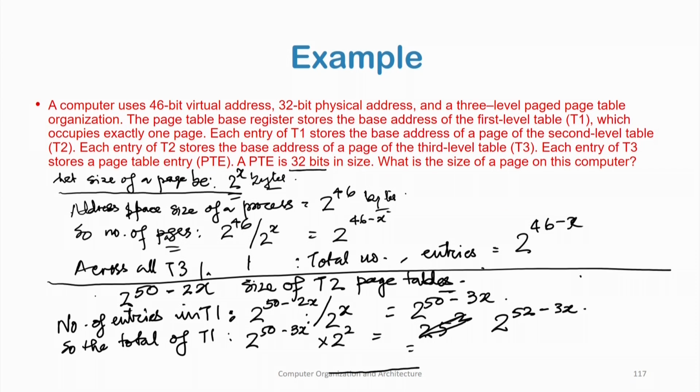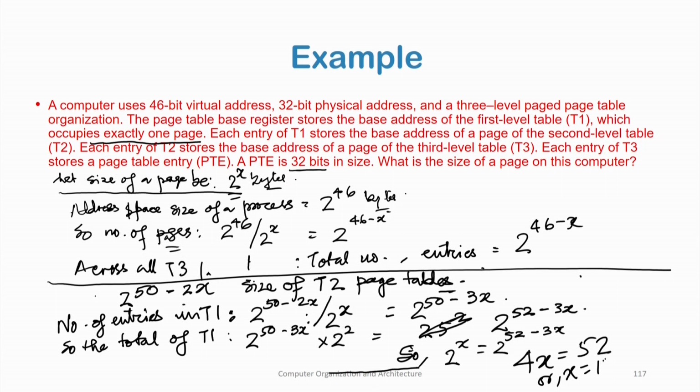This is the total size of T1, and we said previously that this size is exactly one page. So, 2 to the power x equals 2 to the power 52 minus 3x. Therefore, what do we get? We get that 4x equals 52, or x equals 13.